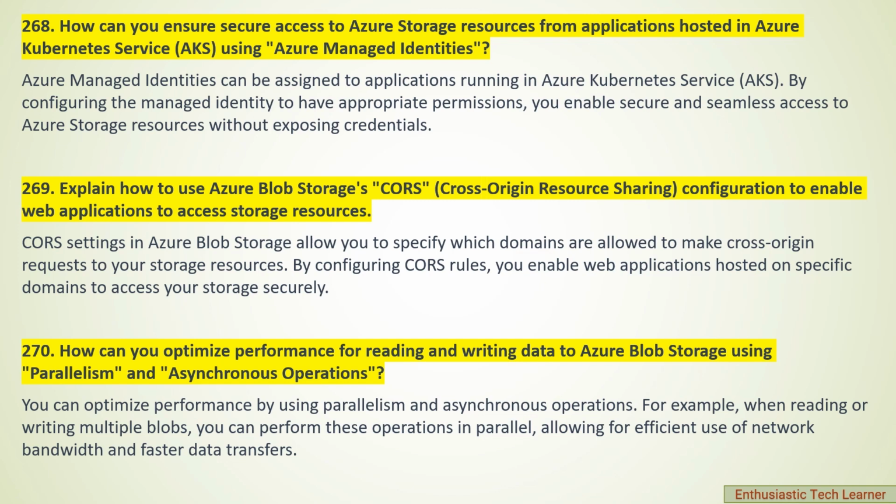How can you optimize performance for reading and writing data to Azure Blob Storage using parallelism and asynchronous operations? You can optimize performance by using parallelism and asynchronous operations. For example, when reading or writing multiple blobs, you can perform these operations in parallel, allowing for efficient use of network bandwidth and faster data transfers.